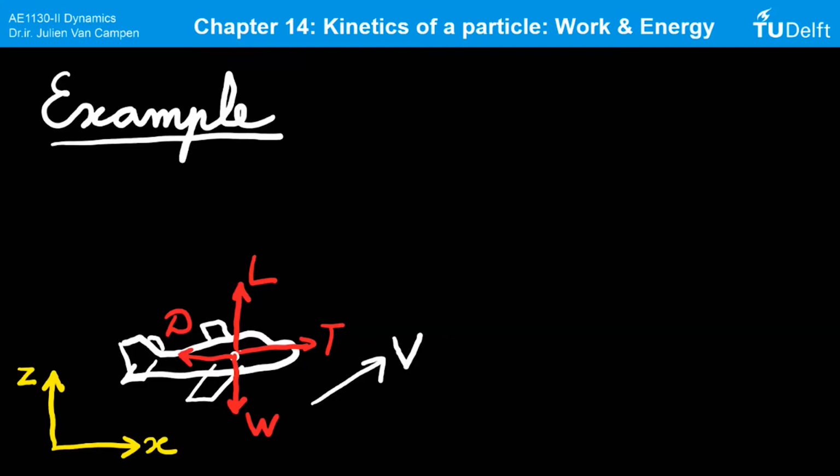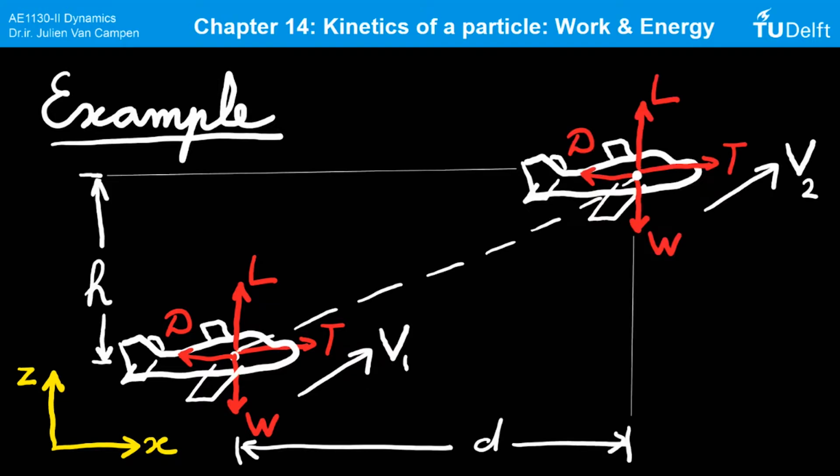To illustrate the principle of work and energy in this video, I will be using the example of a climbing aircraft. The aircraft is considered to be a particle subjected to forces W, weight, L, lift, D, drag, and T, thrust. The forces are given to be constant. Furthermore, the aircraft is given to be moving with a constant velocity v. After moving a horizontal distance d and a vertical distance h, the aircraft arrives in a second location. The question is to solve for the velocity of the aircraft in this location.